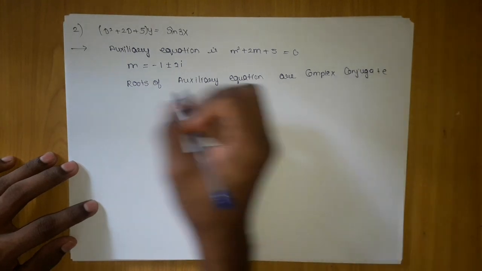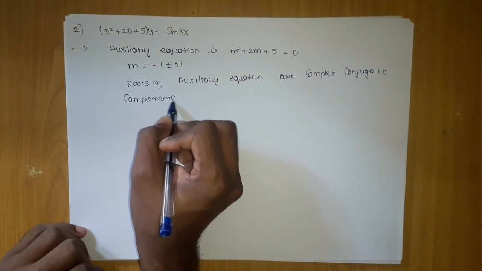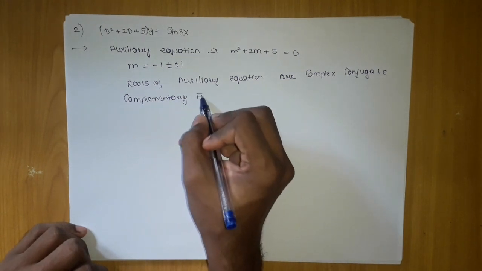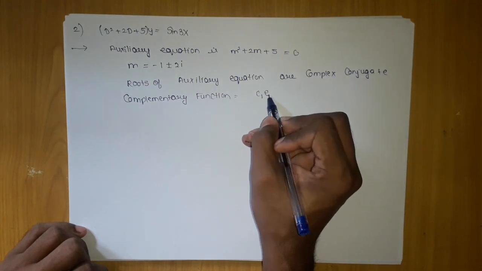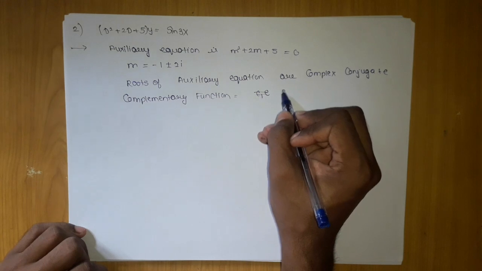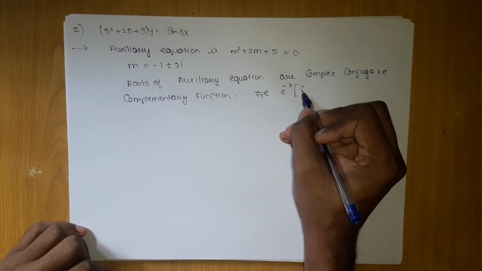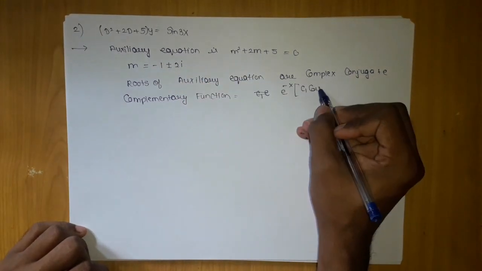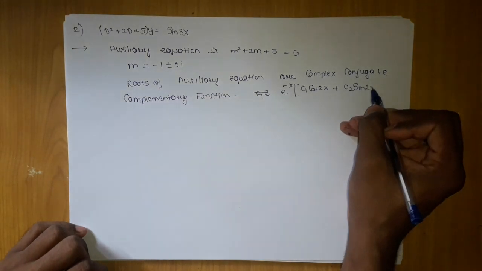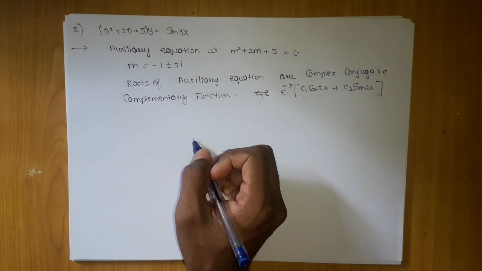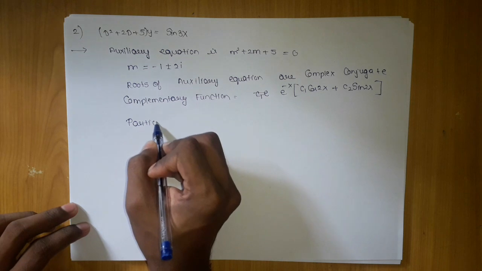After writing this, you will write your complementary function, which will be c1 e to the power, what is the real part? Minus 1 x, c1 cos beta, which will be 2x, plus c2 sin 2x. This is our required complementary function. Now we are going to look for the particular integral.